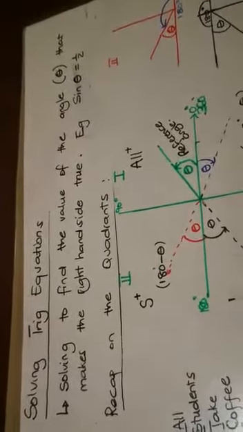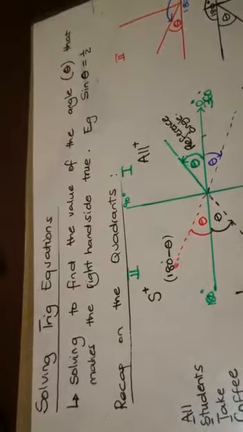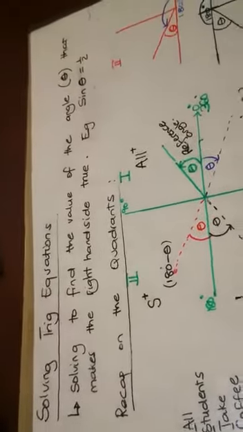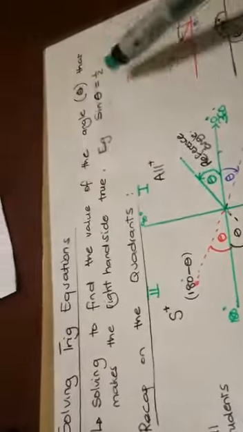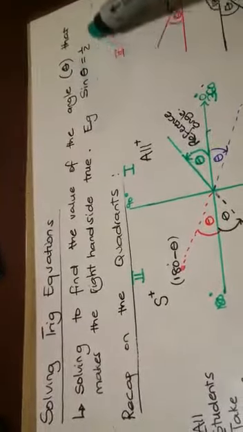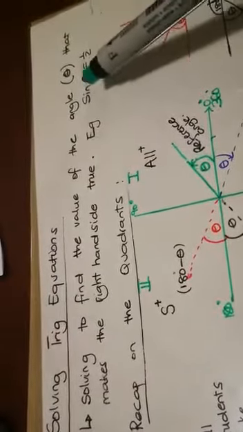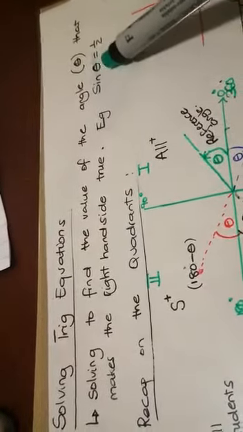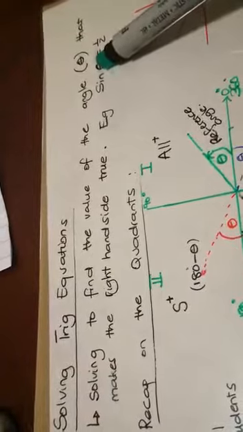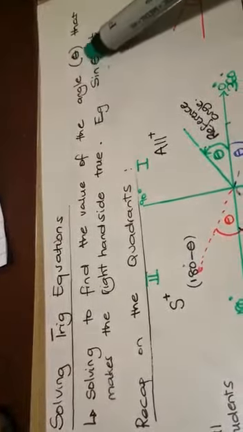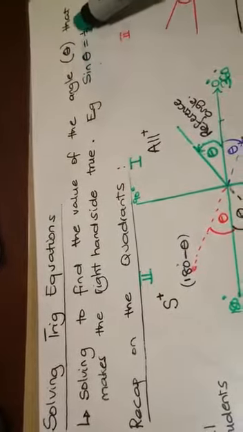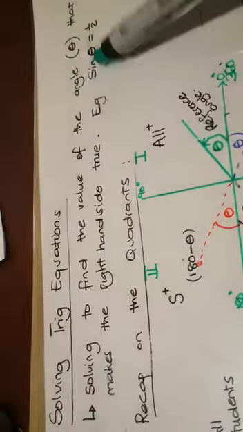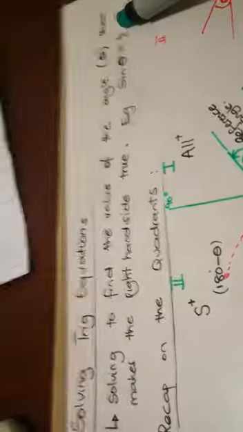When we solve trig equations, we are looking for the value of theta that makes the right hand side true. I have an example here. This is what we are going to be dealing with, more or less. We want theta to stand alone, or we want to find a value of theta that is going to ensure that when you put this with the sine in your calculator, you will get a half.